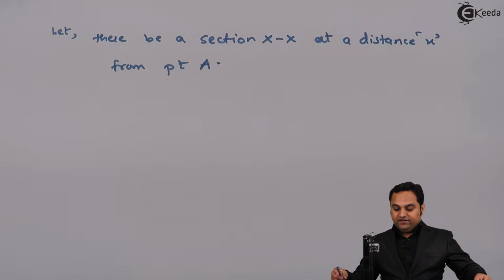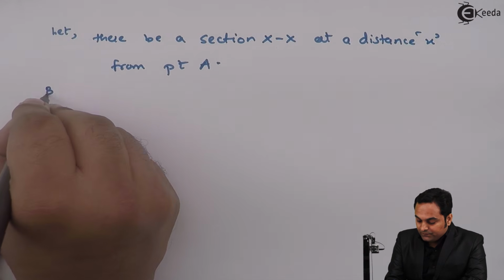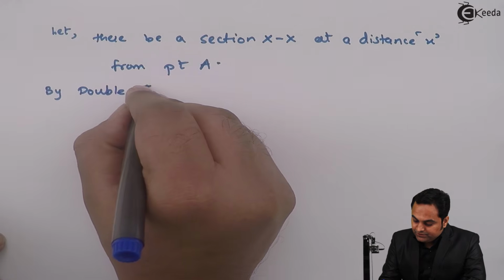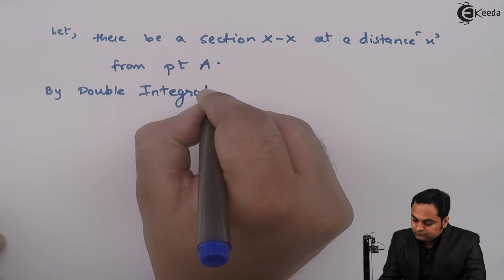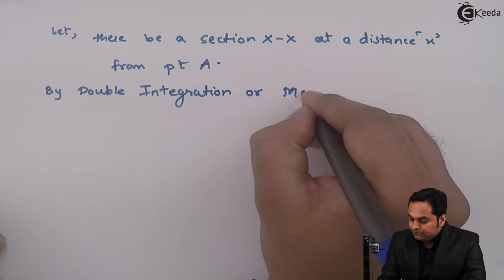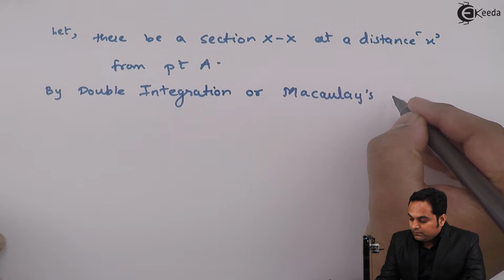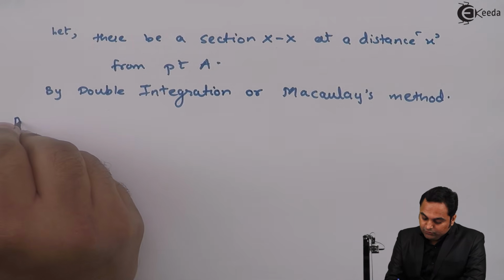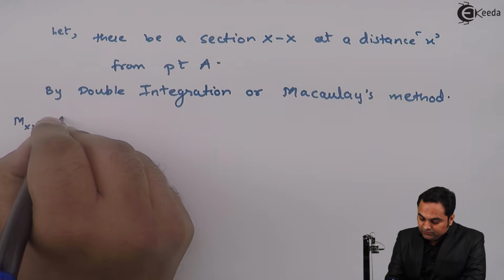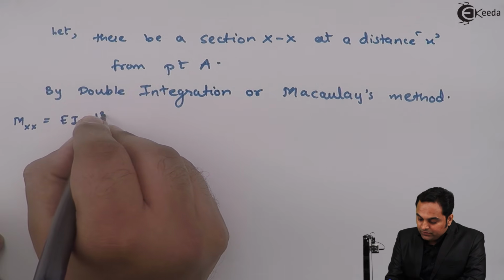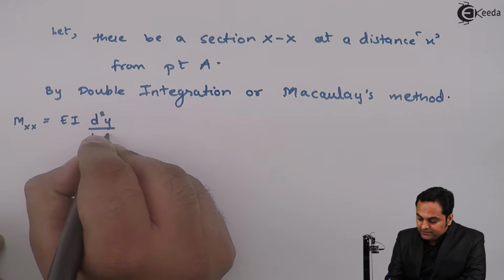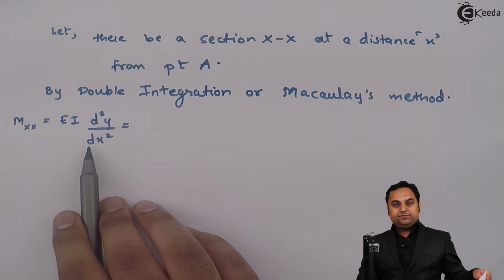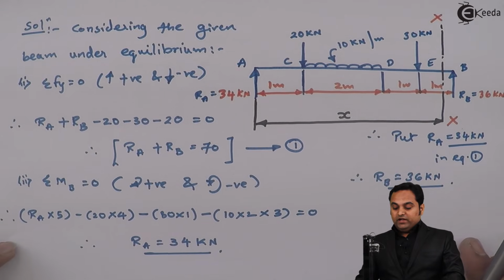So after I have taken a section, I will say that by double integration or Macaulay's method, we have moment at XX section is equal to EI d square y by dx square is equal to, now this is the term by Macaulay's double integration method. Now we have to be careful.